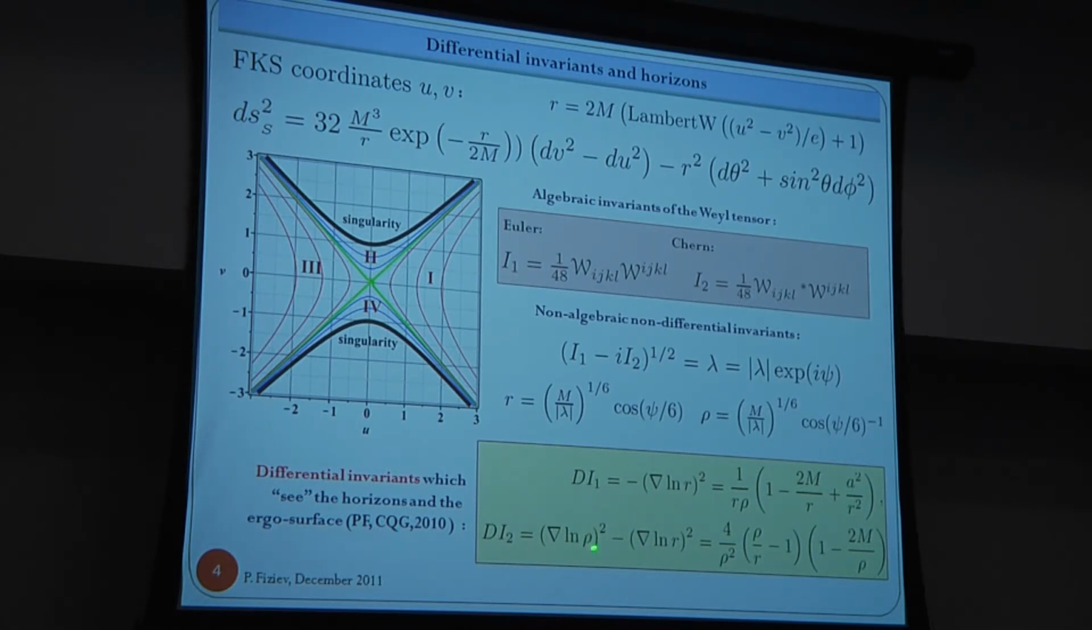And therefore, I use my rho here. And you will see that these first order differential invariants, in contrast to the algebraic invariants of the metric, see the horizons. And they can see not only horizons, but ergo surfaces. So the horizon is not some coordinate object. Both horizons are geometrical objects, and they are invariants. If you calculate in different coordinates, you will not see the horizons in the metric as singularities, but you will see them in these new differential invariants.